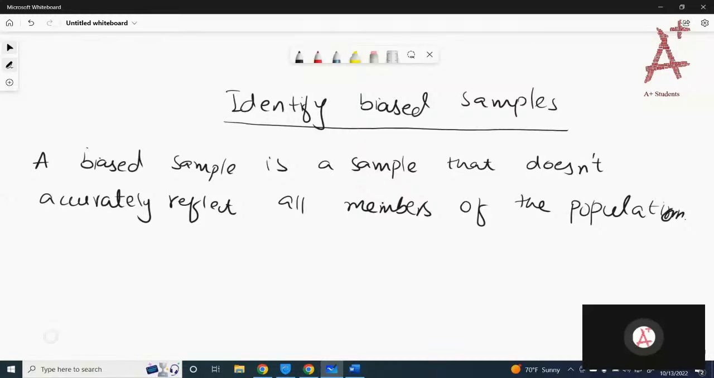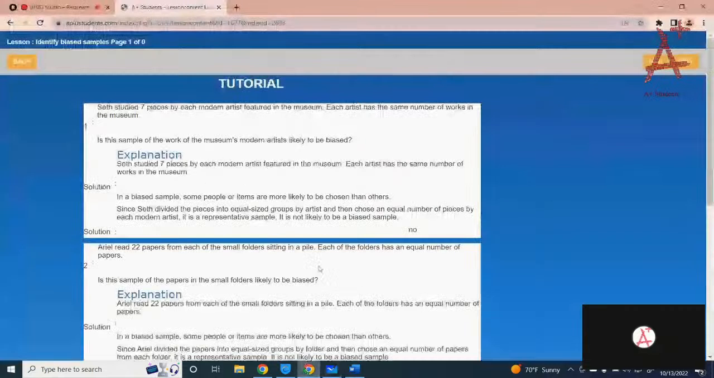Okay, the biased samples. Let's start with an example. Joseph put the name of all students in a school in a hat. Then he drew 50 names out of the hat. Is this sample of the students in school likely to be biased? Okay, let me share the screen.